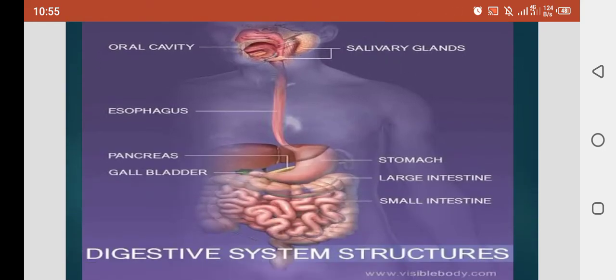This is the digestive system you can see on your screen, starting from the oral cavity, which is called the mouth. Then the salivary glands, which are present below the tongue and release saliva. This saliva helps soften the food and contains an enzyme called amylase, which helps break down carbohydrates or sugars into a simple sugar called maltose. Then the esophagus, which pushes the food towards the stomach. Then the small intestine and the large intestine. After it, the rectum and the anus.